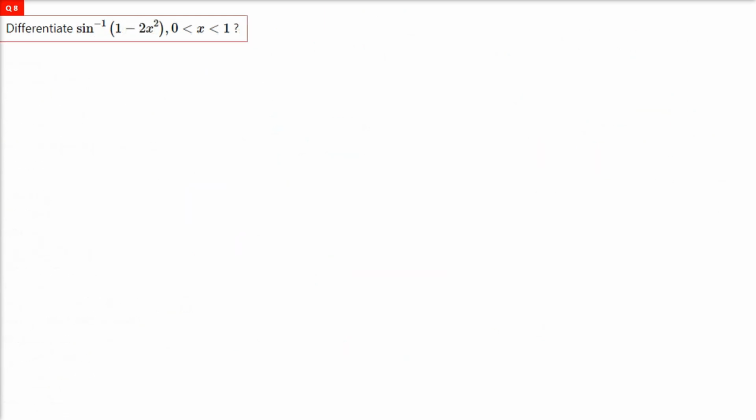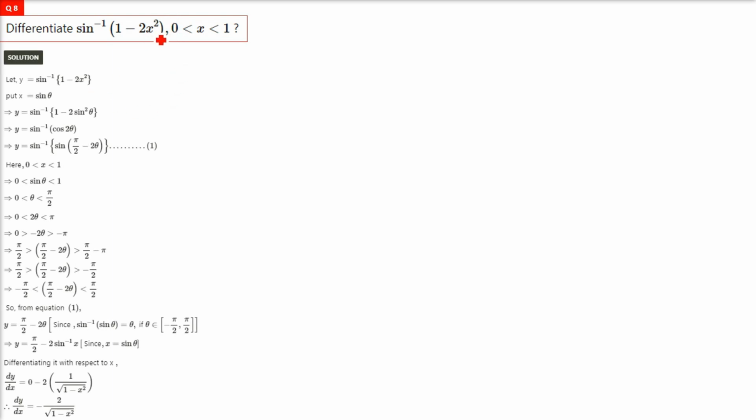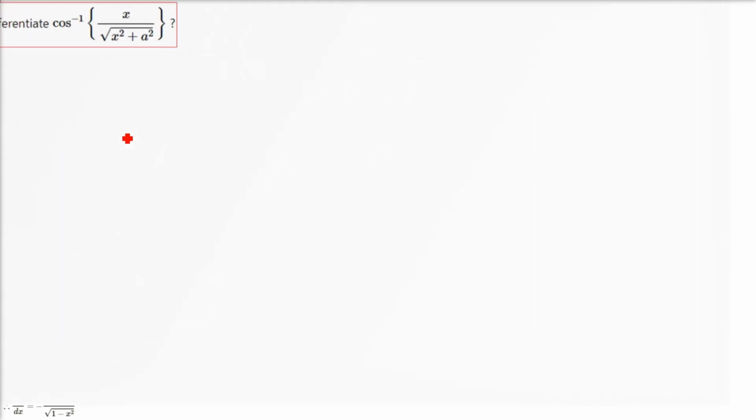Now we have to differentiate sin inverse of 1 minus 2x square. I just indicated to you, if you put x as sin theta, 1 minus 2 sin square theta is equal to cos 2 theta. Other things remain the same. The previous question and this question are almost exactly similar. Just put x as sin theta, so that you get 1 minus 2x square as 1 minus 2 sin square theta, that is equal to cos 2 theta. I hope you got the idea. This is cos 2 theta. You'll do it by yourself.